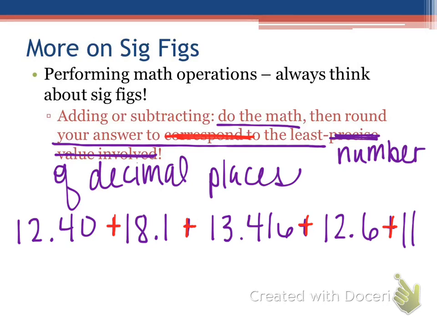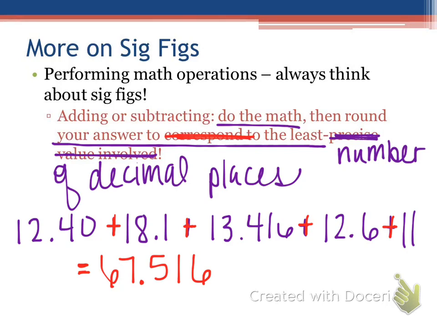So when we add these numbers, go ahead and get your calculator out. Just add them in your calculator. What did we get for the raw answer? Just when you added them together, what was our raw answer? 67.516. Okay, do we all agree there? Yeah. Okay. So here's the thing with math with significant figures.